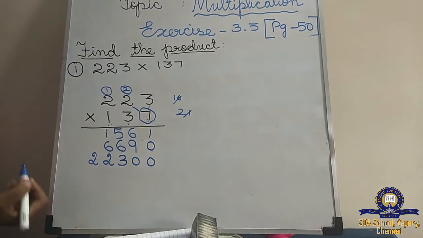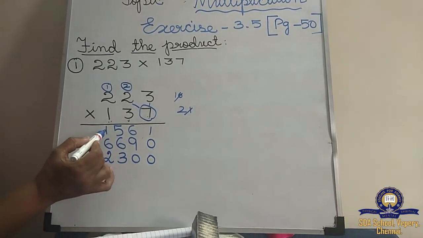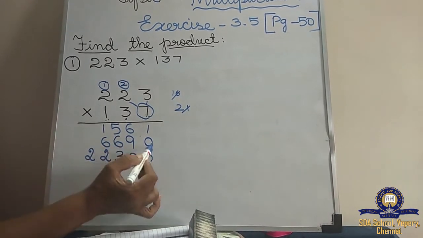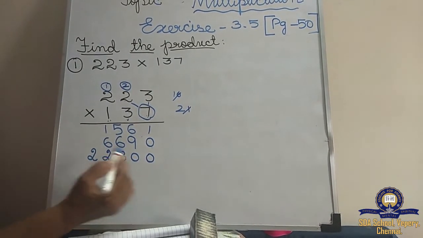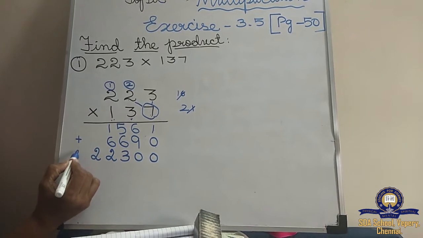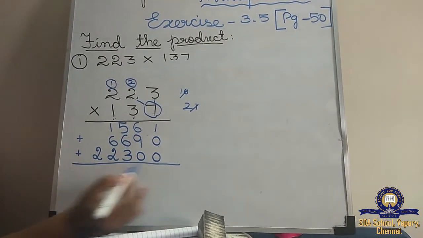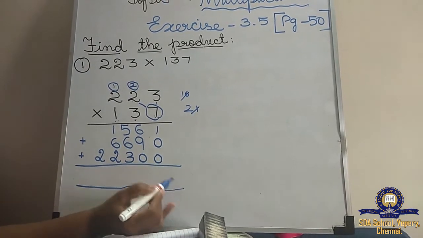Okay. Now what do you have to do, children? You have to add 1561 plus 6690 plus 22,300. So you have to add. Now what will the answer be, children?